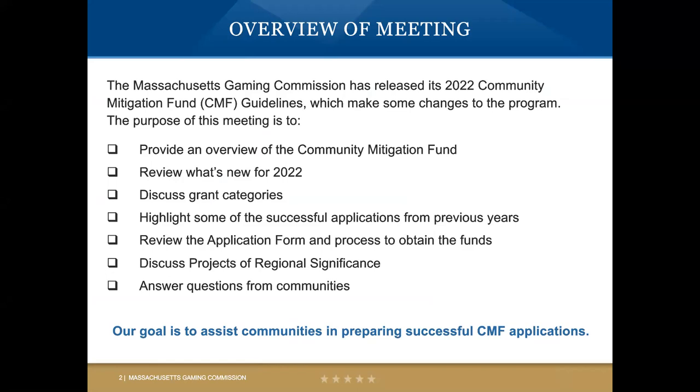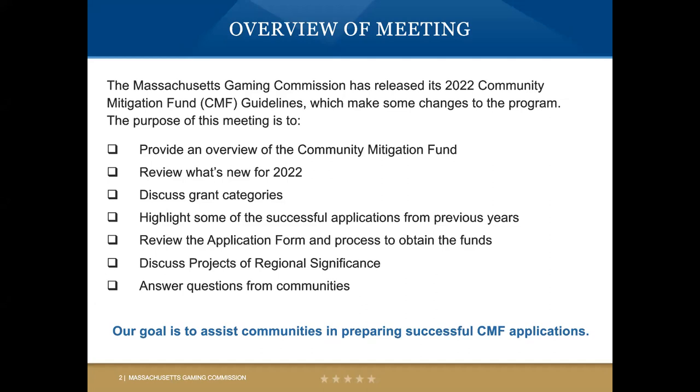So just a quick overview of the meeting. We started these meetings last year to try to help communities come up with some ideas for community mitigation funds and for projects and so on. And we decided to continue it this year. The first thing we'll do is I'll provide just a very brief summary of the community mitigation fund itself. I think most of you have been in this process before, but for those who haven't, it will provide a little bit of background for you.